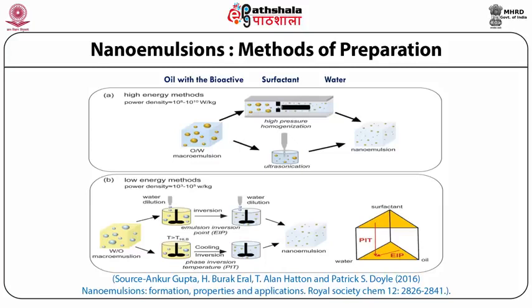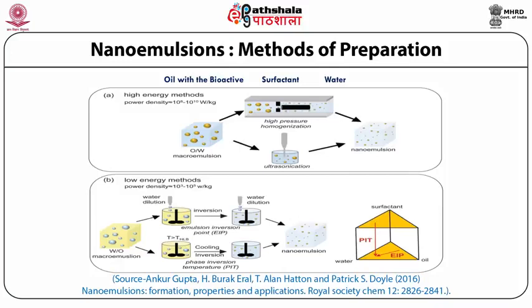On the other hand, the high pressure homogenizer has a channel through which the macroemulsion passes, and due to high pressure, the size breaks down into nanoformulations. The low energy methods are the emulsion inversion point and the phase inversion temperature. In the example depicted in the figure, example B is a water in oil macroemulsion which undergoes a phase inversion at a certain temperature, wherein water in oil becomes an oil in water nanoemulsion.